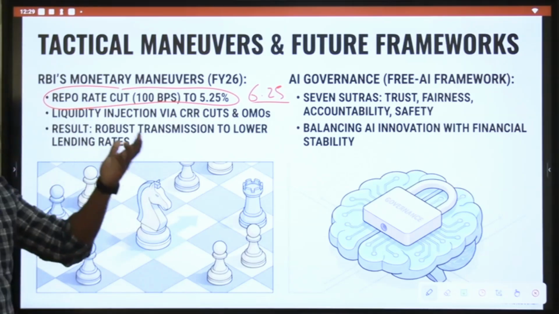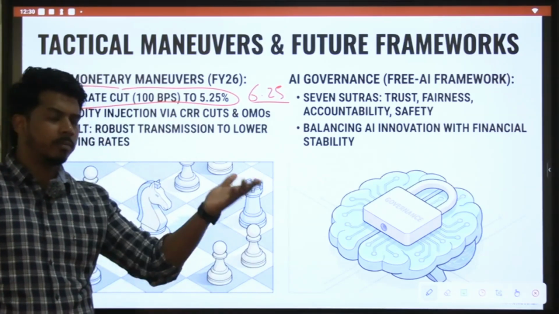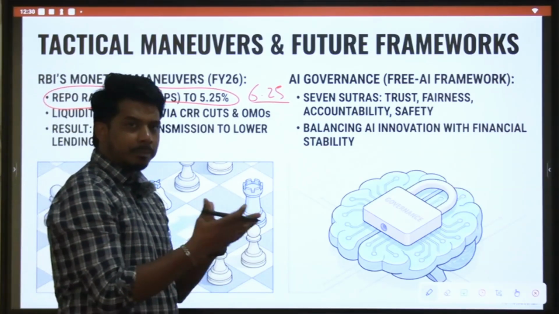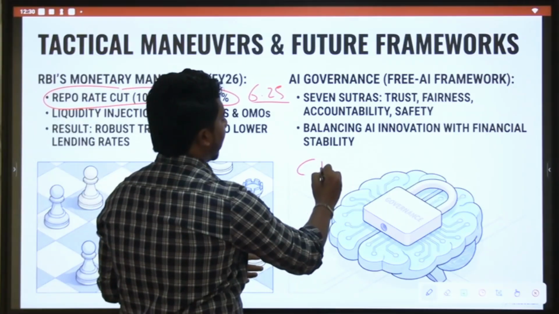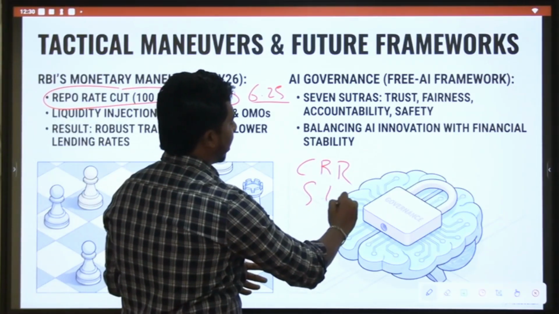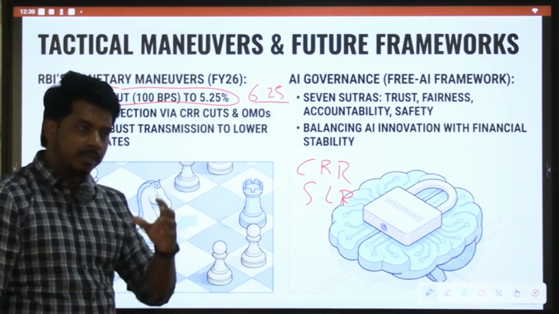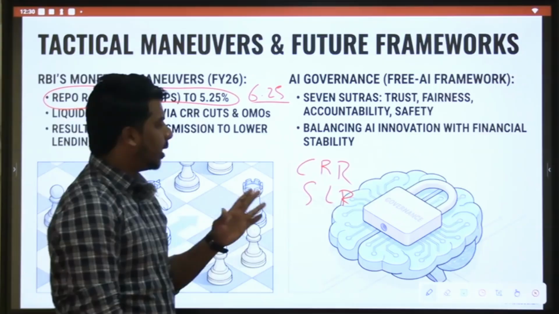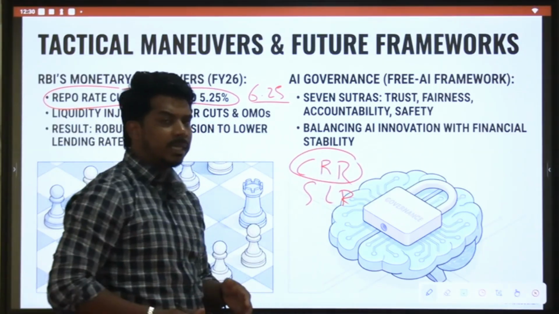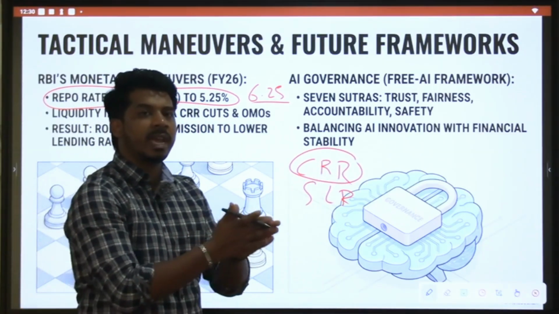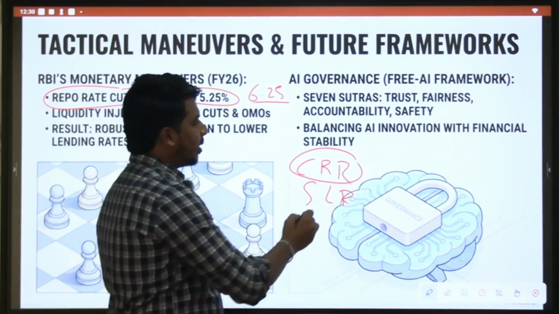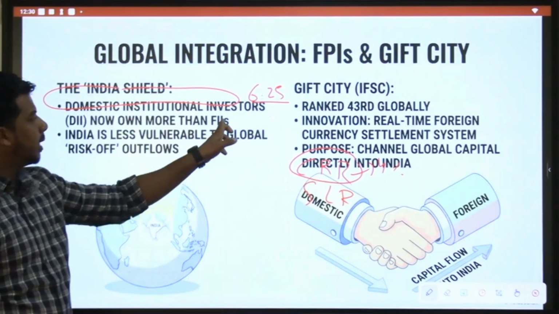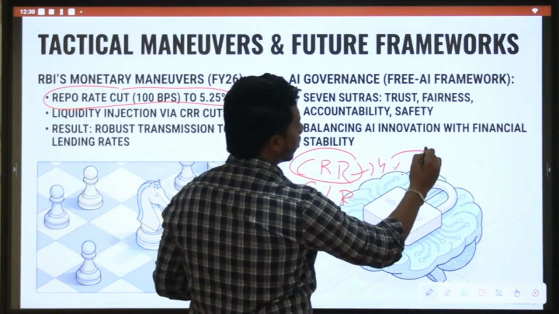If you read the static portion, in money and banking, you will read that banks have to keep some amount with the RBI, like cash reserve ratio, CRR, SLR, etc. So there are different kinds of requirements. Usually the cash reserve ratio, which is the amount banks have to keep in the form of cash with RBI, is 4%. Now it was reduced to 3%. CRR is reduced to 3%.